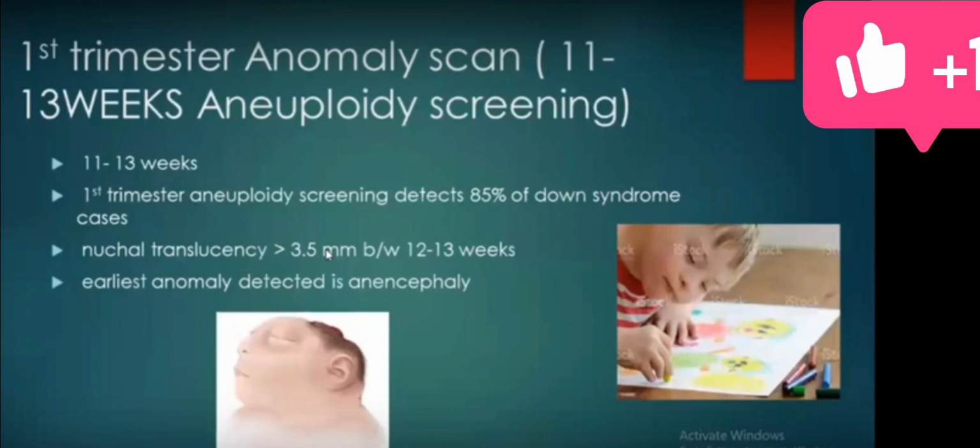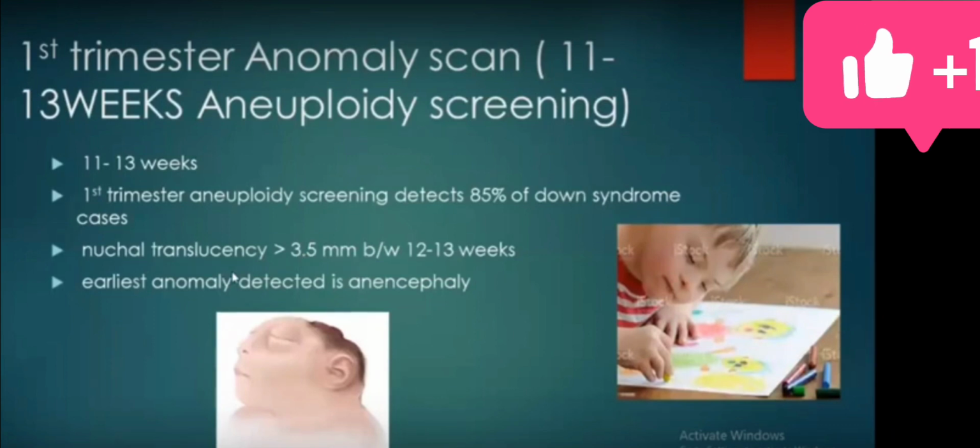Nowadays it's a common procedure to do an aneuploidy scan between 11 to 13 weeks. This test is done to detect whether there is any chromosomal anomaly. This first trimester aneuploidy screening helps us detect almost 85% of cases of Down syndrome. Down syndrome means there's a trisomy 21, that is, there is some defect in the 21st chromosome.